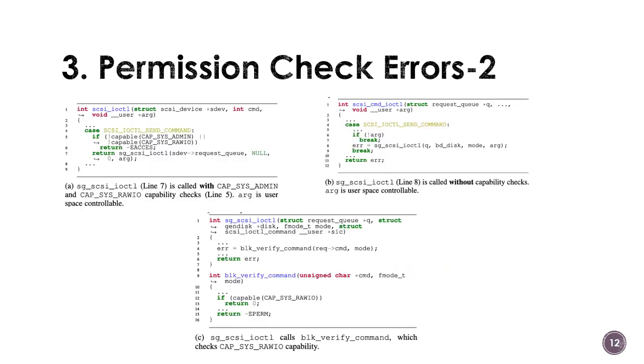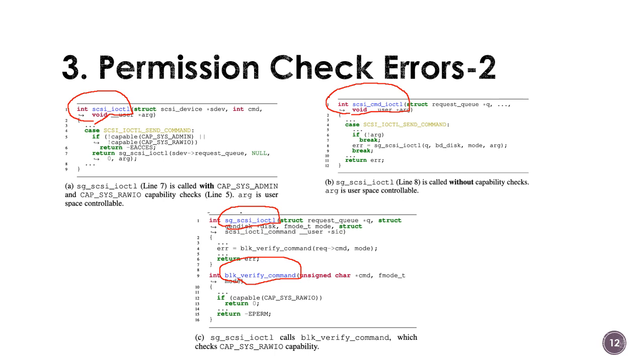So in this slide, we will be introducing what permission check errors could be, using the three images of examples from the paper, from A, B to C. But before diving into the details, we need to first clarify the relationship between these three images. Firstly, in A, we have a function called SCSI IO control, and in B, we have SCSI CMD IO control, and in C, we have two functions: the first is SG SCSI IO control, another is BLK verify command.